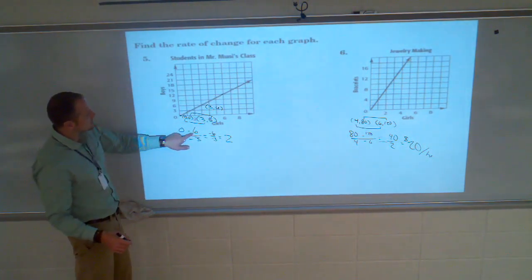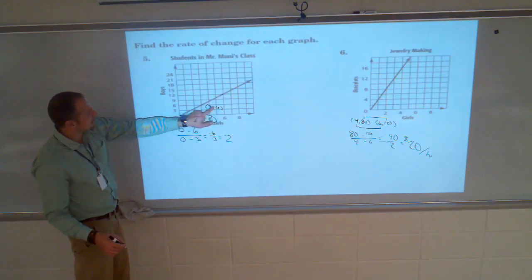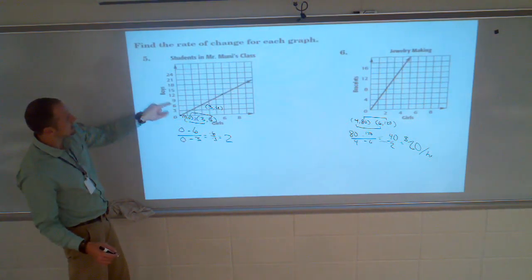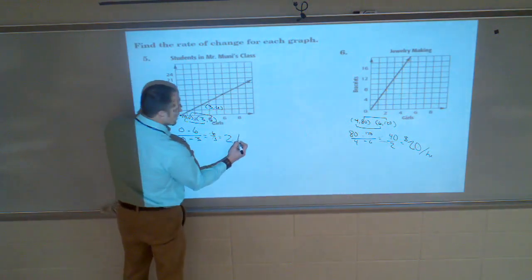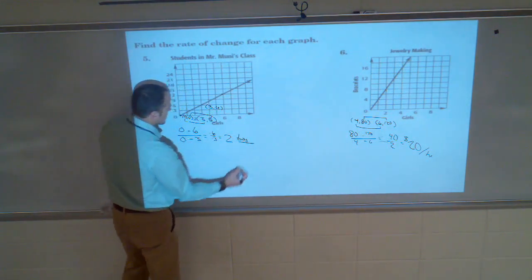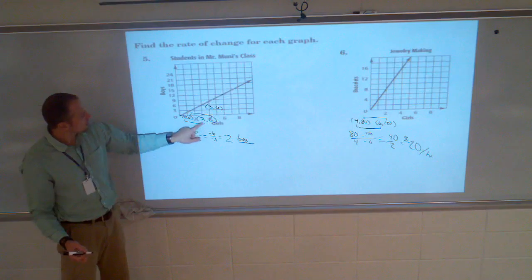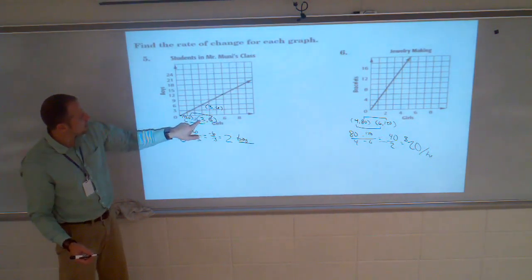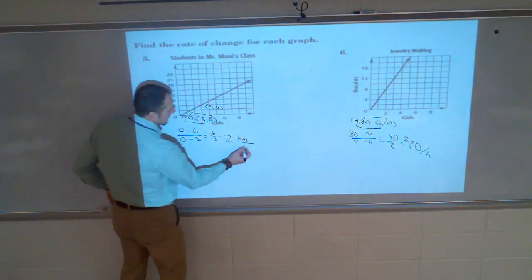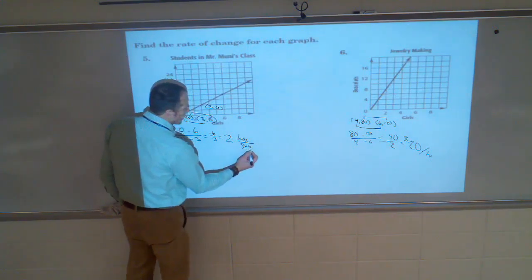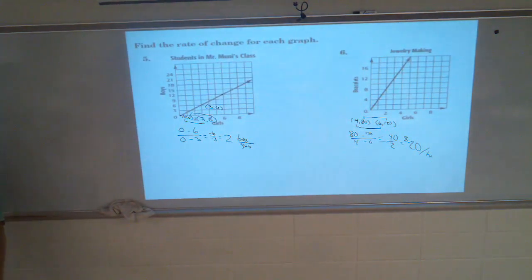Now, my 6, that was my second one. That was this over here. That was my 6, that's boys. So boys are on top. And down here, 3, that's my girls. Girls are on the bottom. So, we've got 2 boys per girl. All right? 2 boys per girl.